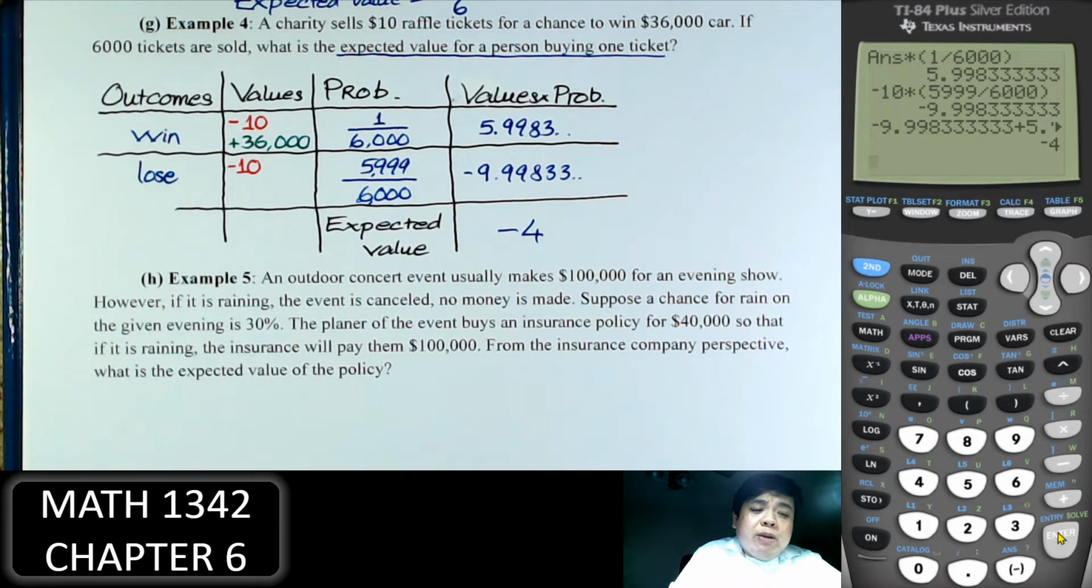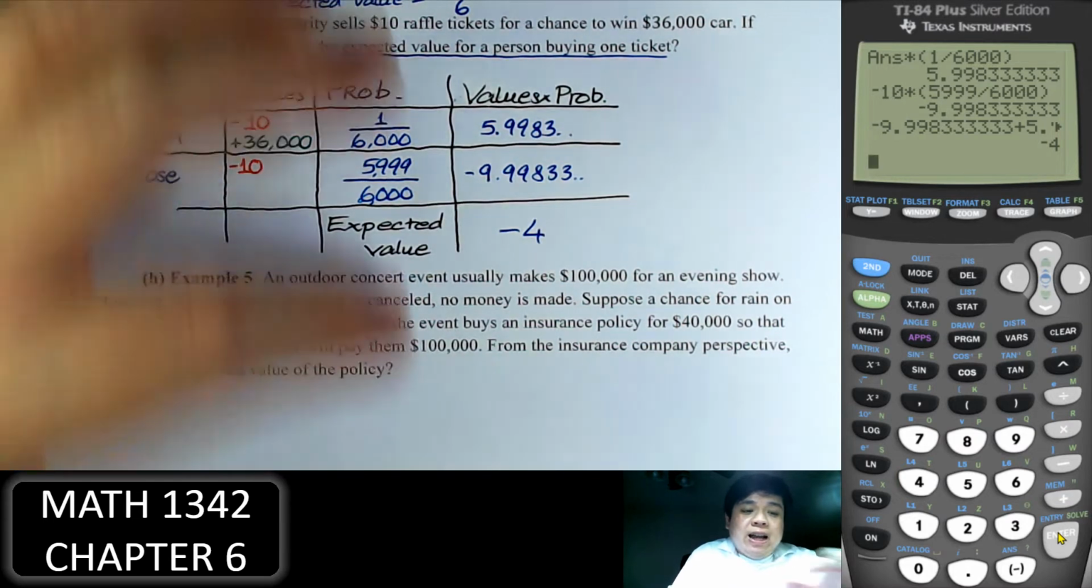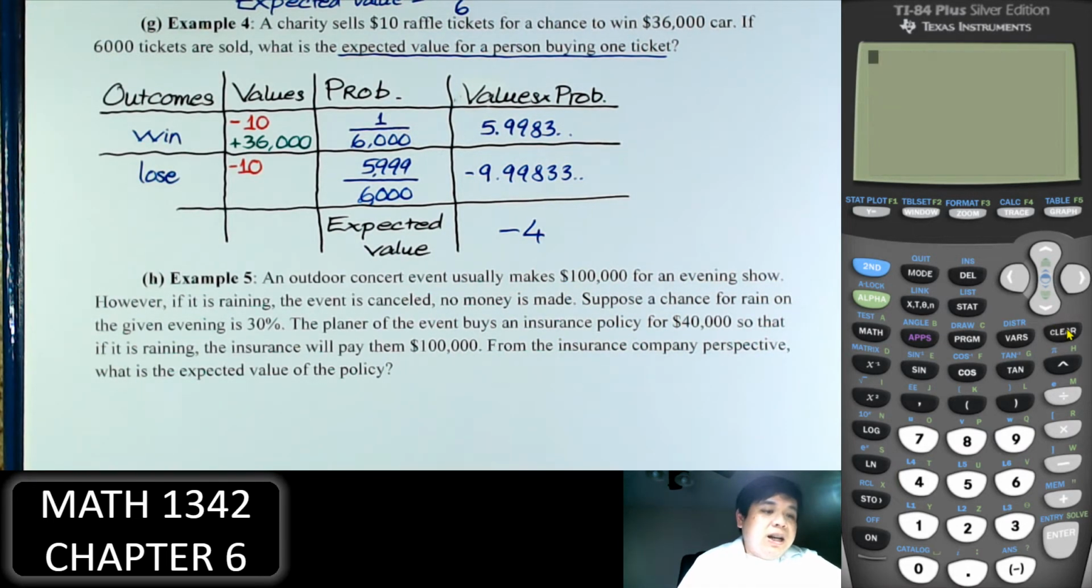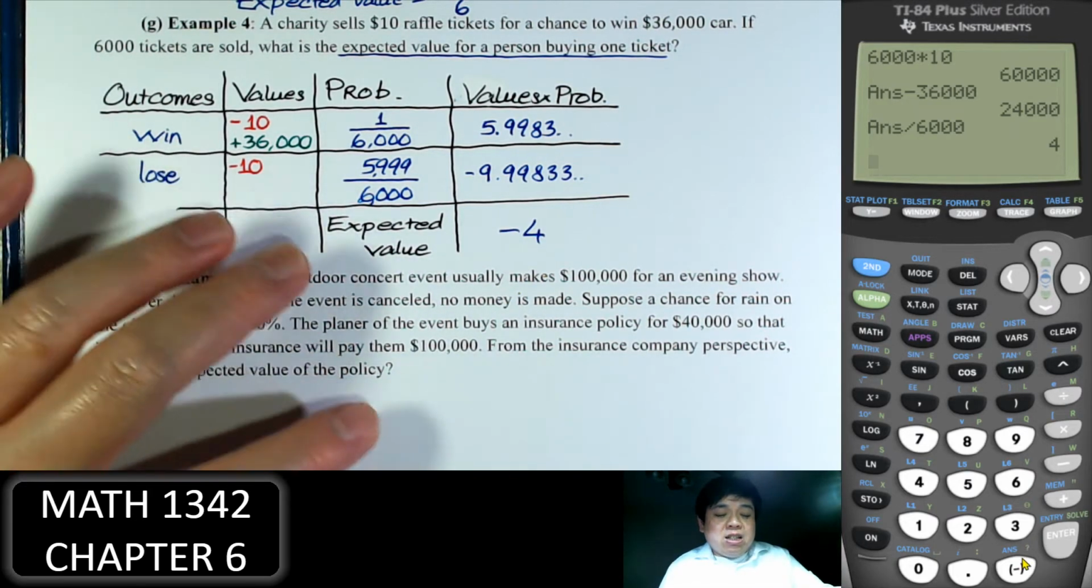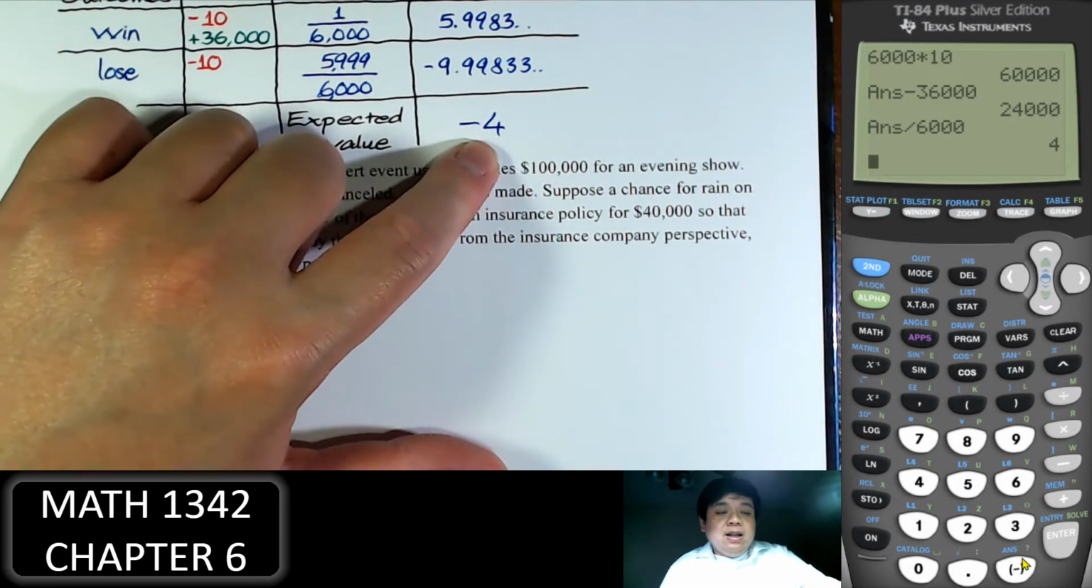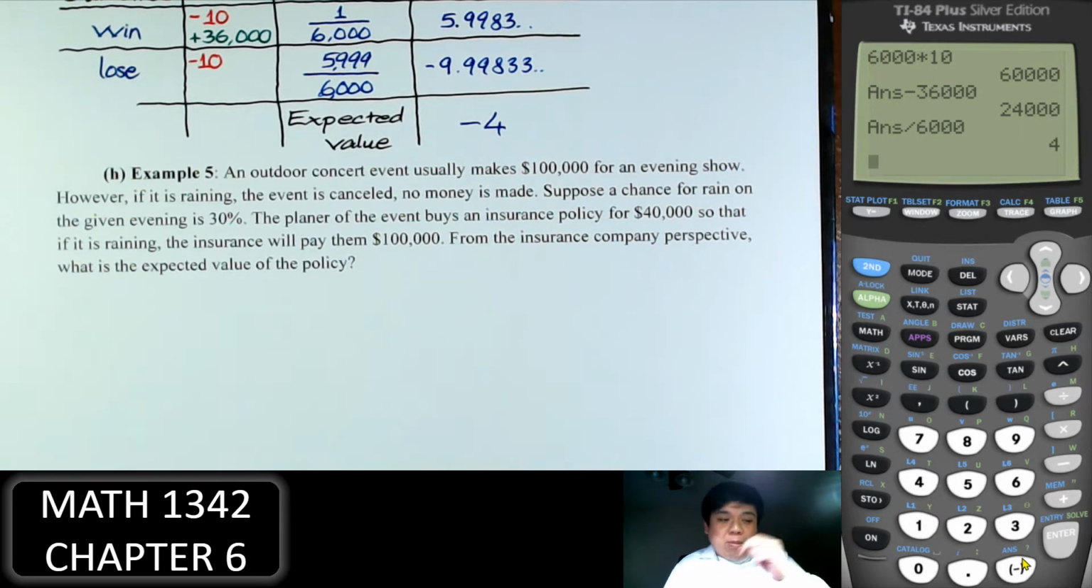Another way we can think of this is there are 6,000 tickets at $10 each. So 6,000 times 10 is a total of $60,000, and then we have to subtract $36,000 for the value of the car. So the charity expects to get back $24,000, and $24,000 divided by 6,000 tickets means each ticket they expect to win $4. So that's exactly what we had earlier. One winning, one losing, the same amount.